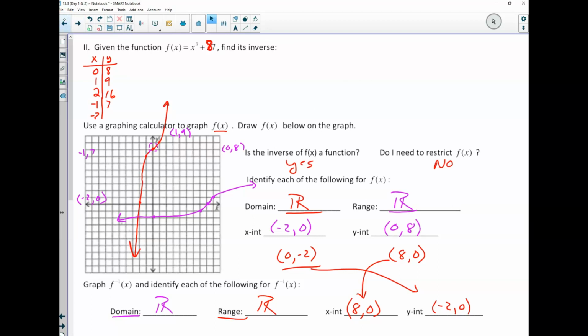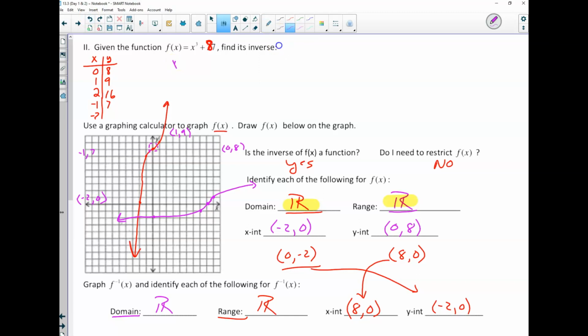If it was an odd degree, a cubic root, the domain and range were always all real numbers. Because I can put anything in, I can cube anything. Oh, I never found my inverse, so I better find that inverse up here.